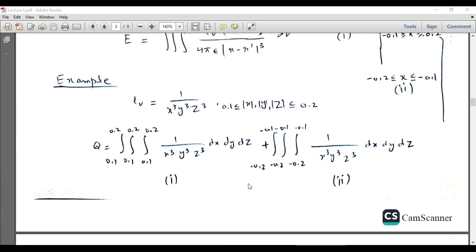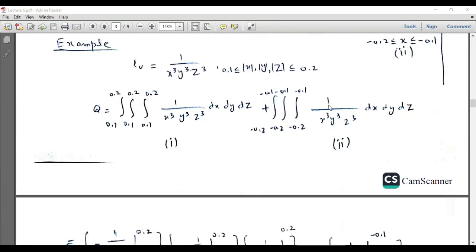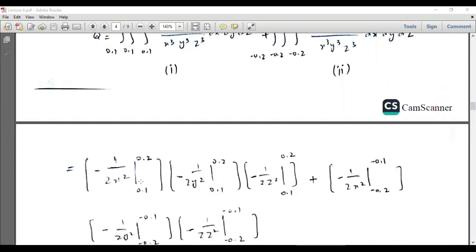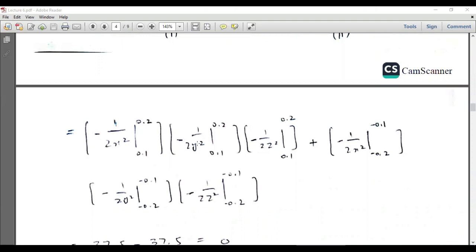Now, it is very simple to evaluate the triple integral of these two expressions, and all the steps are written over here. So the integral of 1 over x cube is minus 1 over 2x square multiplied by this and this. These are the limits of integration, and similarly, these are the three expressions for the second integral, and these are the limits.